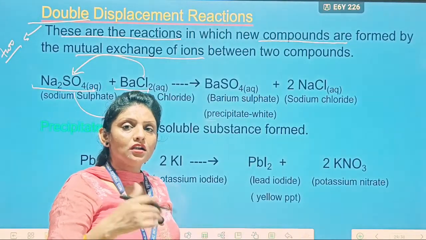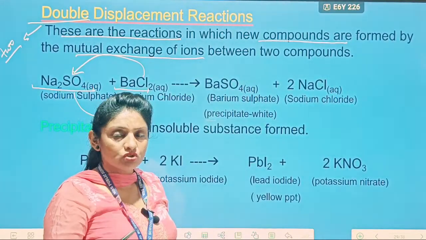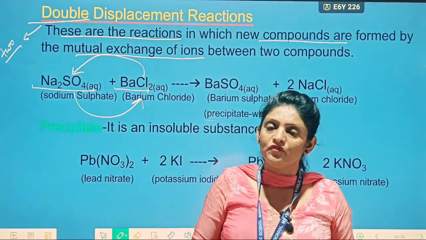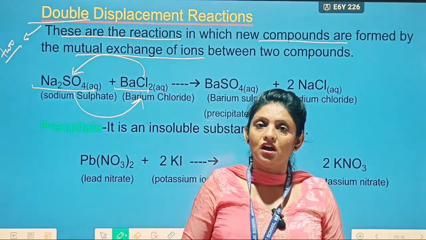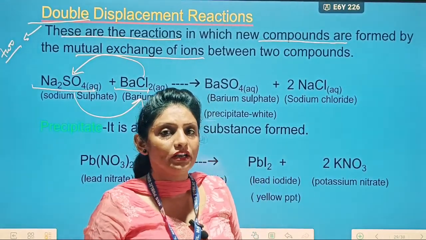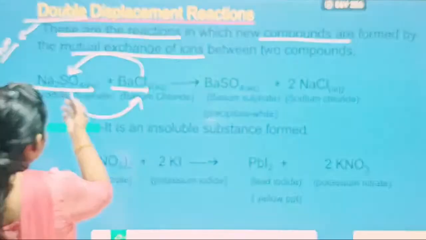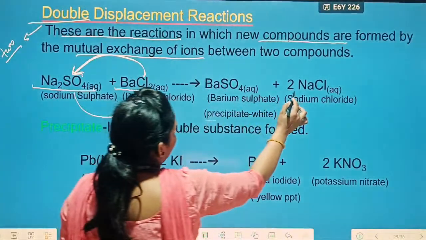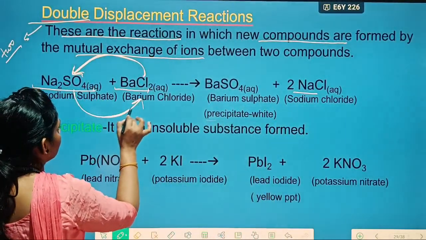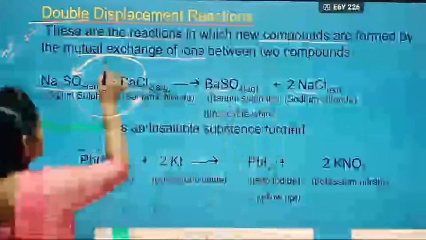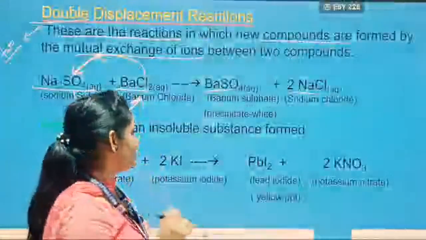So it is known as the double displacement reaction. When only a single replacement is taking place, it is known as only a displacement reaction. But if two ions are exchanging, then this type of reaction is known as the double displacement reaction. So students, here Na2SO4 plus BaCl2: this chlorine is coming with sodium and you get NaCl, and this sulfate ion goes with barium. So here two ions are exchanging.